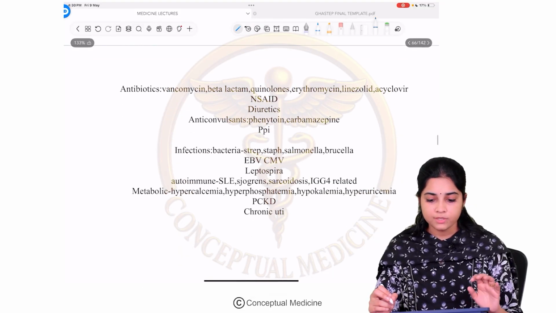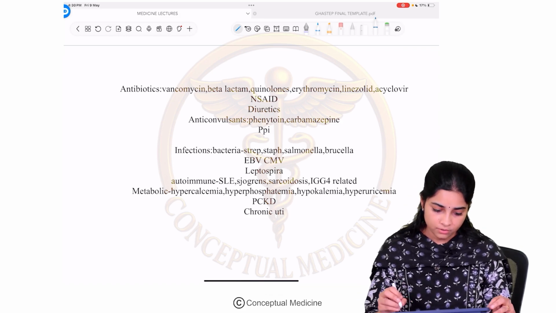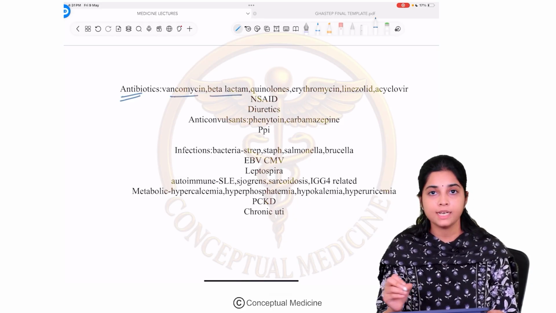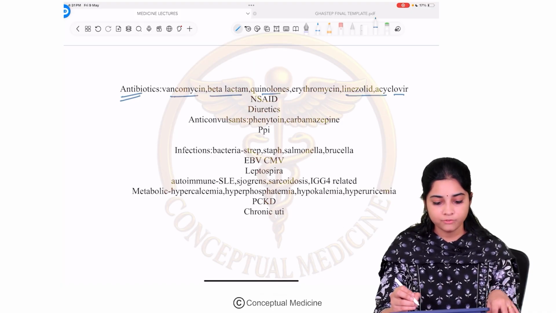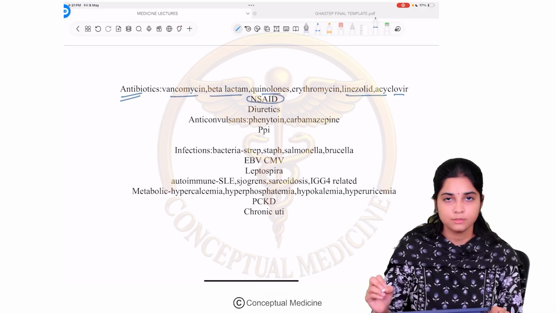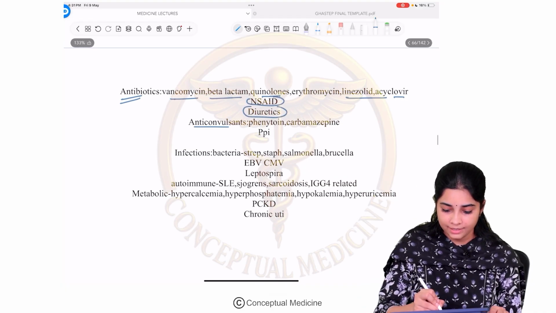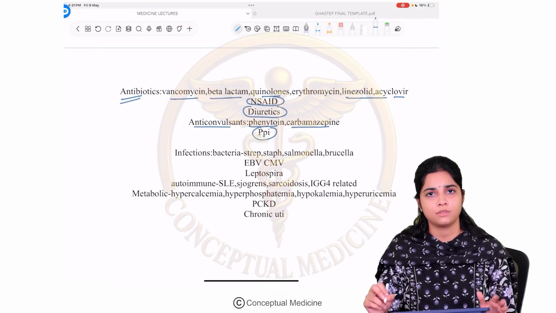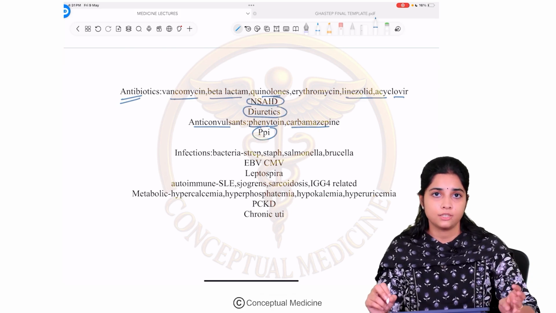So, what are the most important etiologies for your allergic interstitial nephritis? First, most importantly, antibiotics: vancomycin, beta-lactam antibiotics, quinolones, linezolid, acyclovir, right? All of these can cause allergic interstitial nephritis. Then, NSAIDs, right? Diuretics, very important. Then, anticonvulsants including phenytoin, carbamazepine. Then, PPI, one of the most abused drugs. You give PPI for everything, but remember PPI has a high risk for allergic interstitial nephritis.